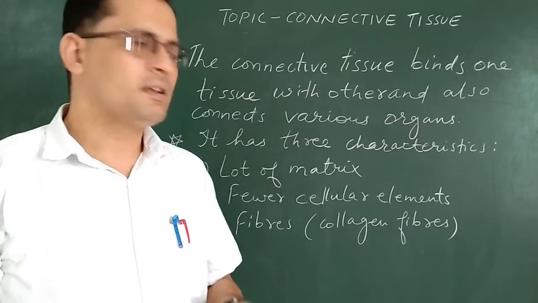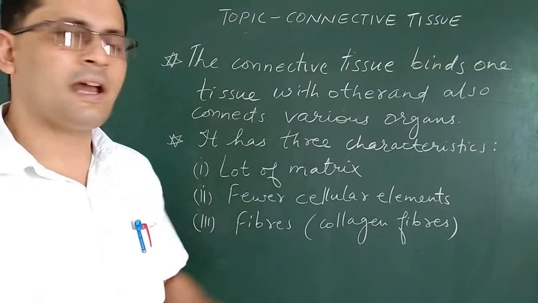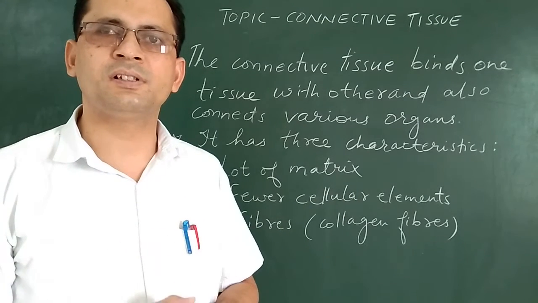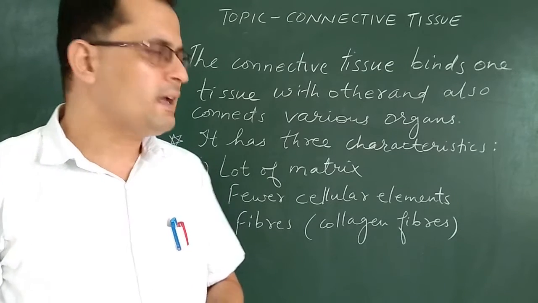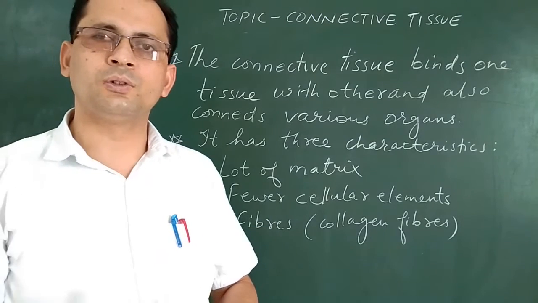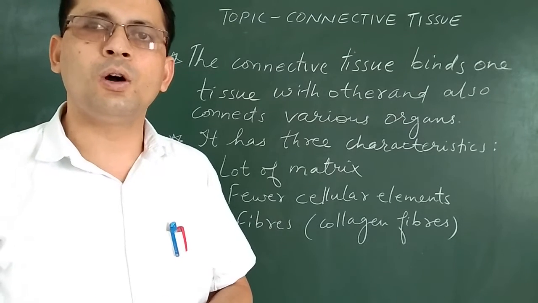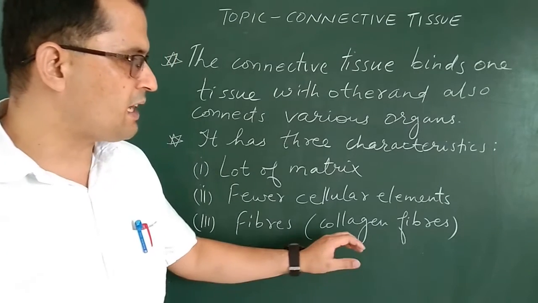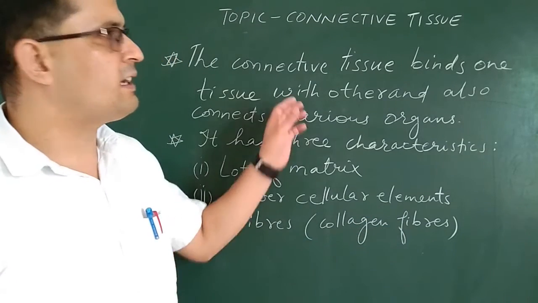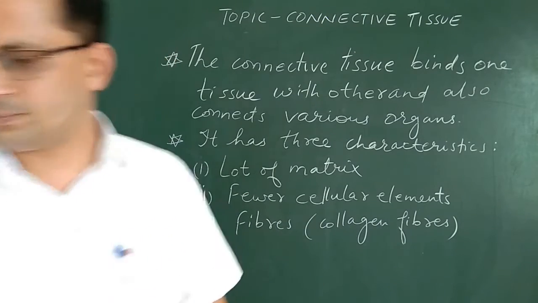So the same, it has a lot of matrix. Then fewer cellular elements. There are very few cellular elements present. And the third one is that it contains a lot of fibers. Especially beta, you can see I have written here, it is collagen fibers. Now further, this connective tissue is divided into subtypes that we will discuss.